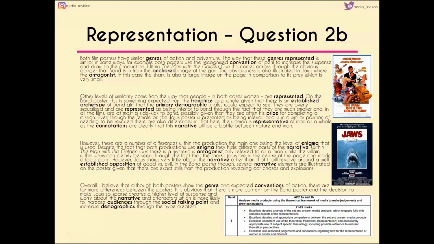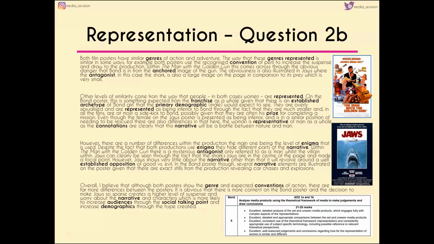Both posters have similar genres of action and adventure. The way that these genres are represented is similar in some ways. For example, both posters use the recognised convention of peril to increase the suspense and draw to the production. Within The Man with the Golden Gun, this comes across through the obvious danger that Bond is in from the anchored image of the gun.